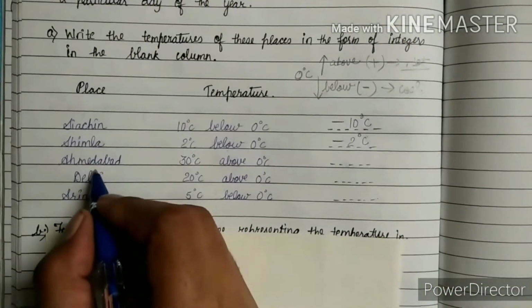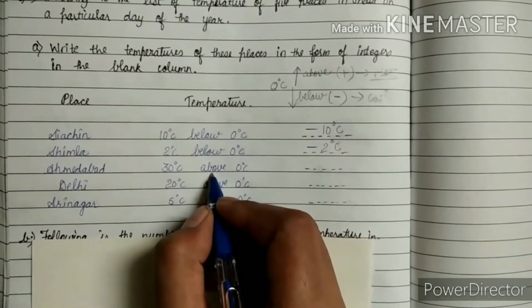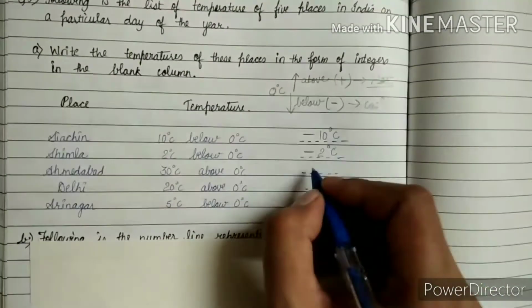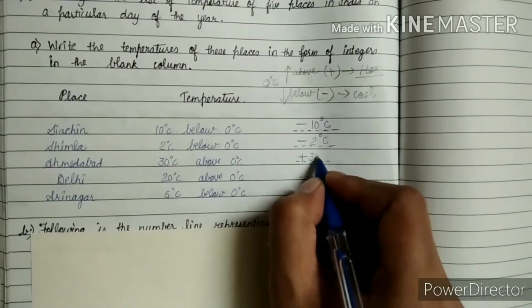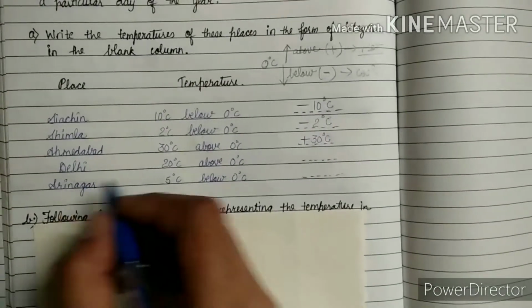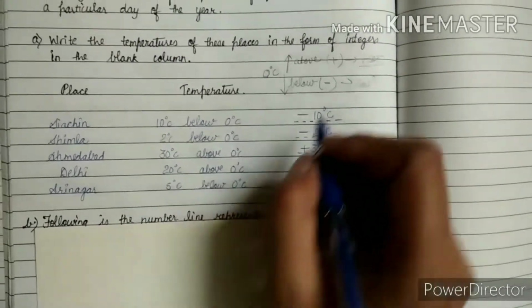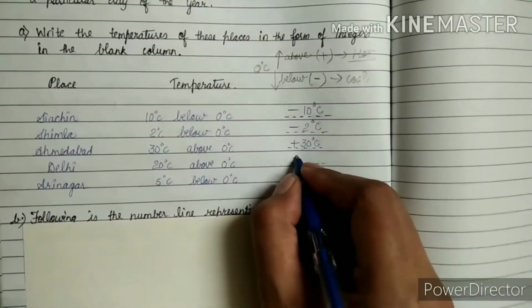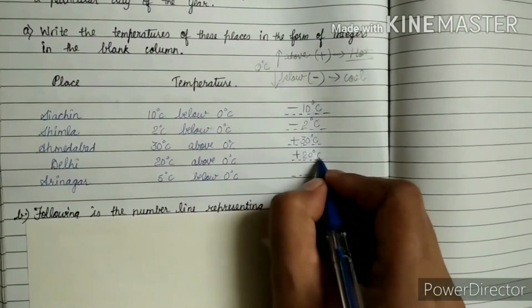Now Ahmedabad. Ahmedabad is 30 degrees Celsius above. Above has the plus symbol, so here plus will come. And how much is positive? 30 degrees Celsius. Now Delhi. Delhi is having the temperature of 20 degrees Celsius above. Above has the symbol of plus. So positive 20 degrees Celsius.